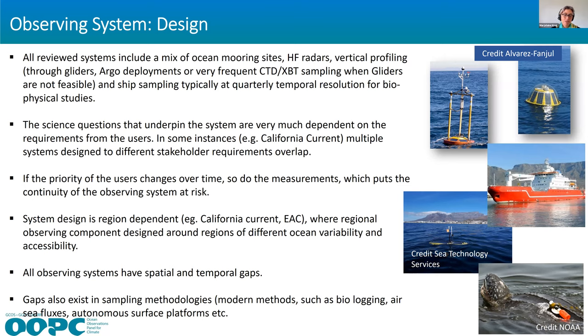So one of the things that was identified in Croatia is that sometimes the requirements of the user change, and so do the measurements. For example, they had a government focused first on pollution, and pollution-linked measurements were priority, and then the focus changed to fisheries, and so different measurements took place. So this can cause issues in terms of the coordination and the continuity of the observations.